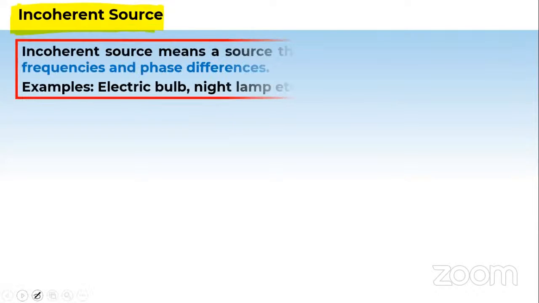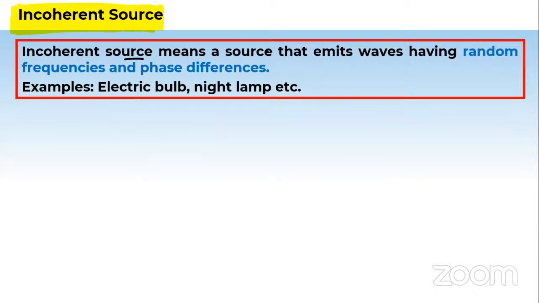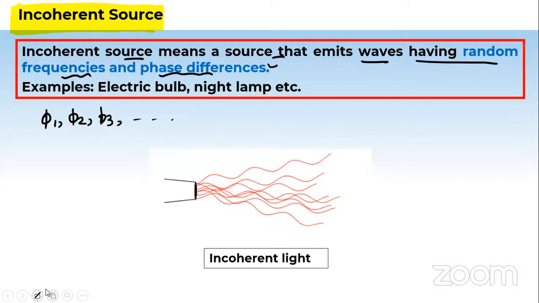Incoherent is what? What is incoherent? Incoherent, if you understand, these are sources, means a source that emit waves having random frequencies and phase differences. Random frequencies matlab phi 1, matlab phi 2, matlab phi 3, like this. And phase differences. So the picture which we can predict must look like this. See this. You can see here.